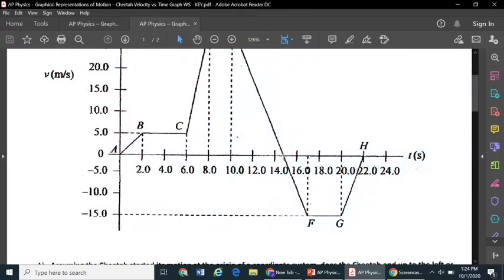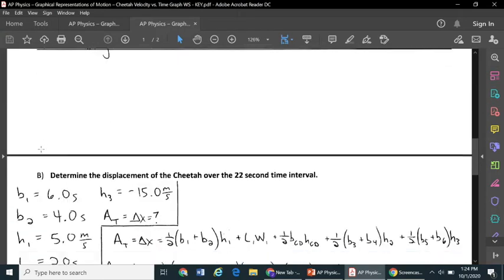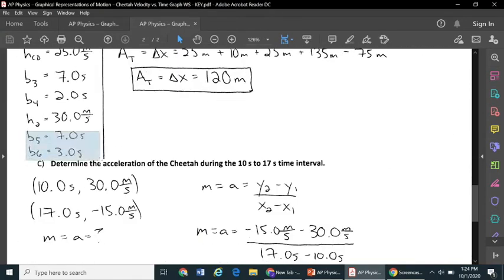The bottom base goes from 15 to 22. So again, that's 7 seconds. The top base goes from 17 to 20. And so that would be 3 seconds. And then the height is negative 15 meters per second. It's super crucial for everybody to remember that when the line is below the x-axis, the area is negative because it's below the x-axis. The area under the curve is defined as the area bound between the line on the graph and the x-axis, and so the area under the curve is negative.